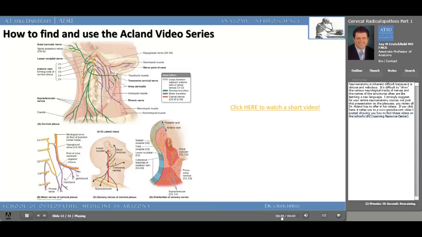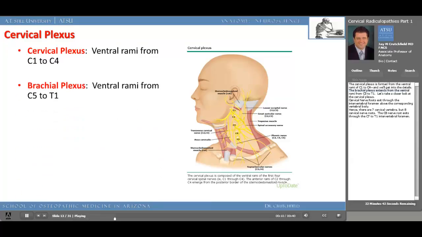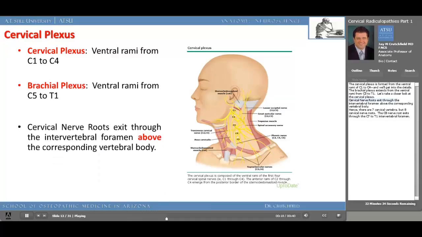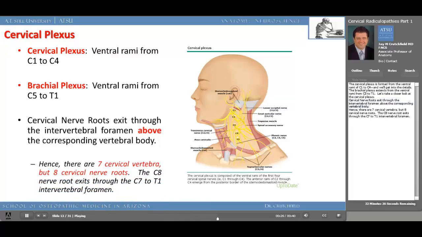The cervical plexus is formed from the ventral rami of C1 to C4, and we'll get into the details in just a few slides. The brachial plexus extends from the ventral rami of C5 to T1, and we'll take a closer look at the cervical plexus. Cervical nerve roots exit through the intervertebral foramen above the corresponding vertebral body. Hence, there are 7 cervical vertebrae, but there are 8 cervical nerve roots. The C8 nerve root exits through the C7-T1 intervertebral foramen.